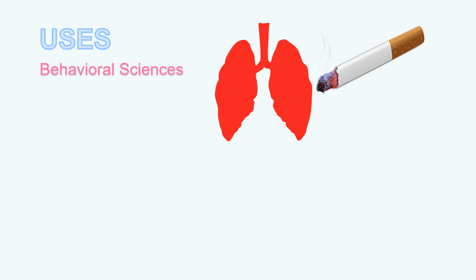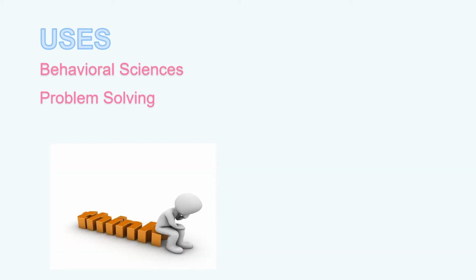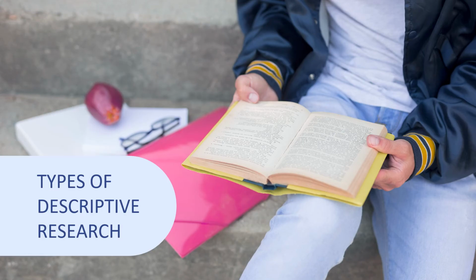Descriptive research is also used in problem solving. Here, the researcher tries to analyze the present situation by asking the question, where are we now? Then he determines the goals that he wants to achieve. After that, the best method of reaching the goal is determined. Let us see what are the types of descriptive research.